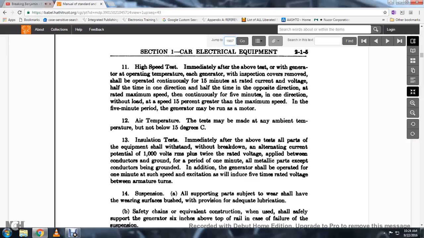In addition, the generator shall be operated for 1 minute at a speed and excitation as indicated, with 5 times rated voltage between the armature turns.